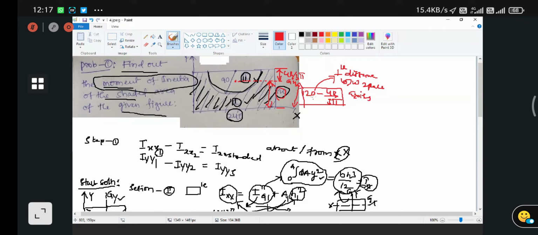Okay. So first of all, I will find out the 4r by 3 pi value, and afterwards I will subtract this from the 120. Then I will apply Ixx2, which is equal to Igx2 plus area times h2 whole square. Then I will get the moment of inertia for the second section.